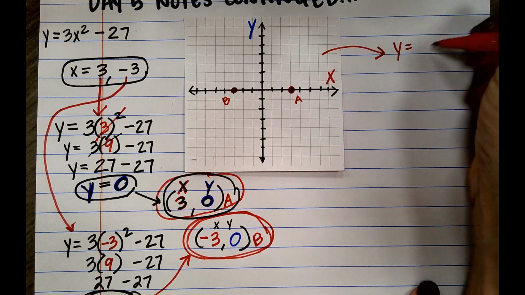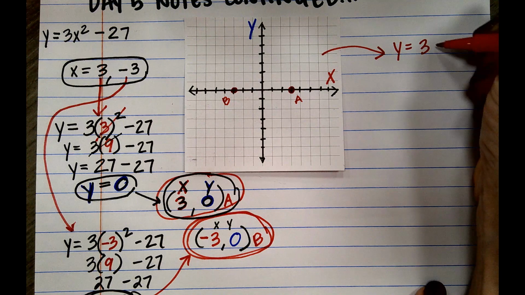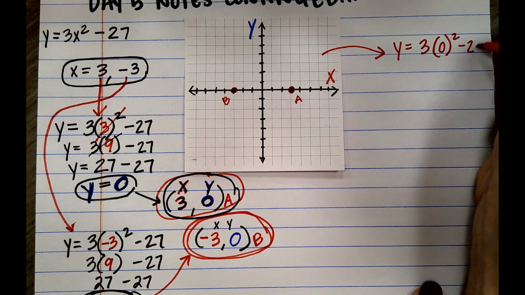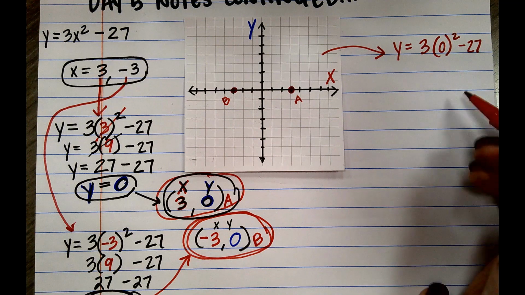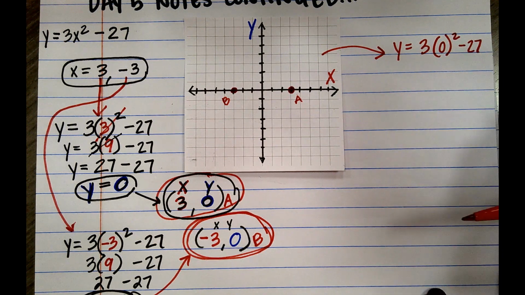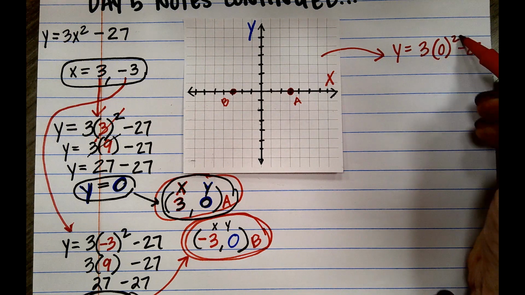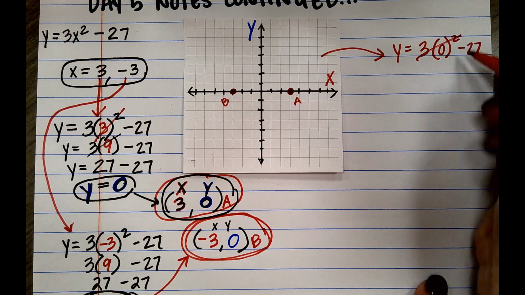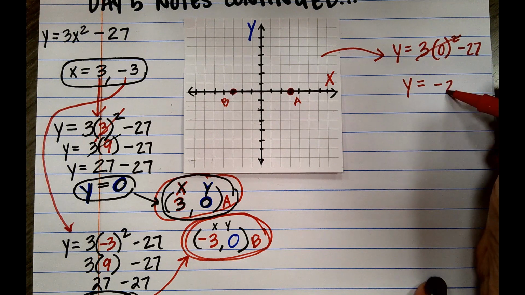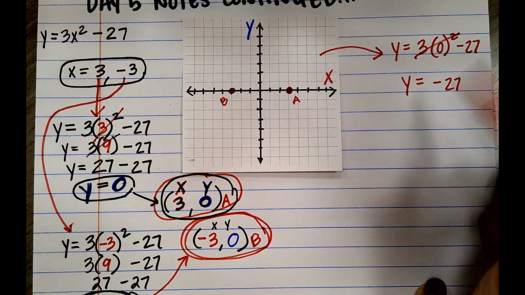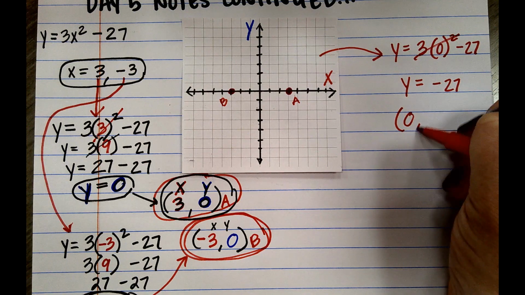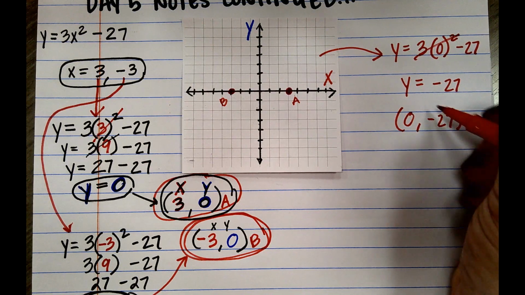y equals 3, let's do 0 squared minus 27. Well, 0 squared is 0, right? Times 3, anything times 0 is still 0. Okay? So, y equals what? Negative 27. So, that means our vertex is going to be 0 for x, negative 27 for y.